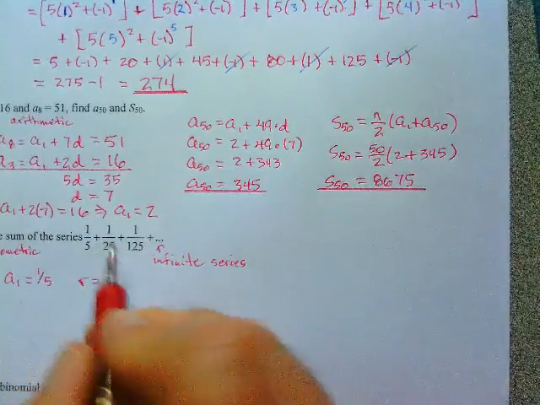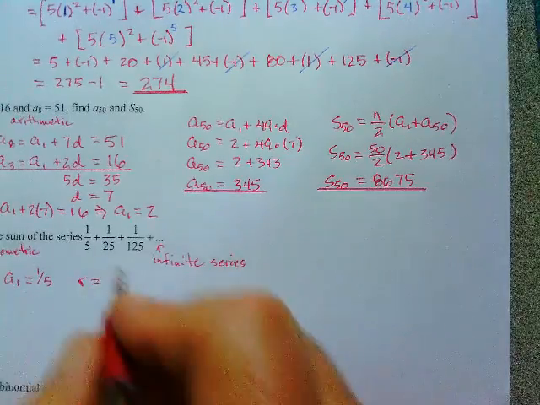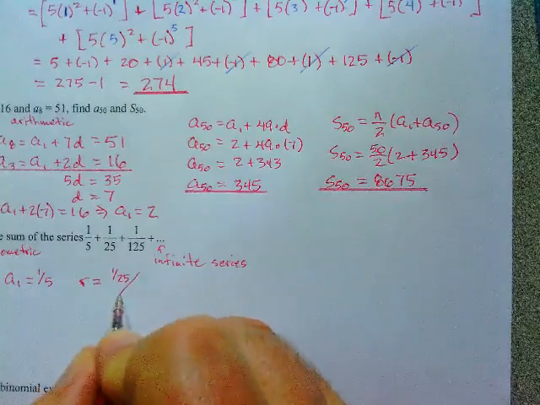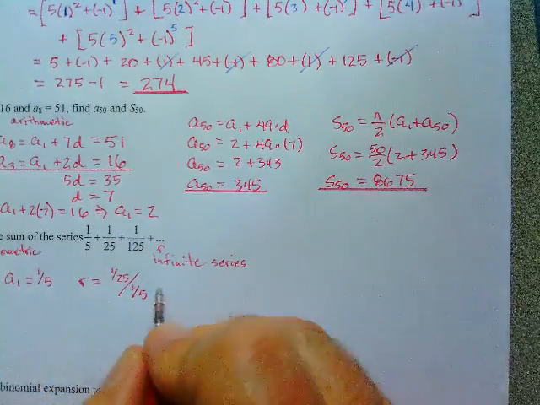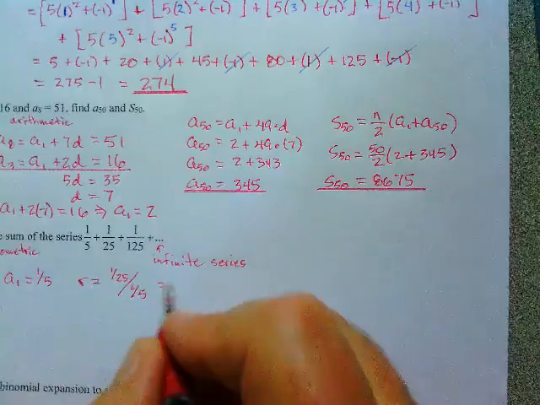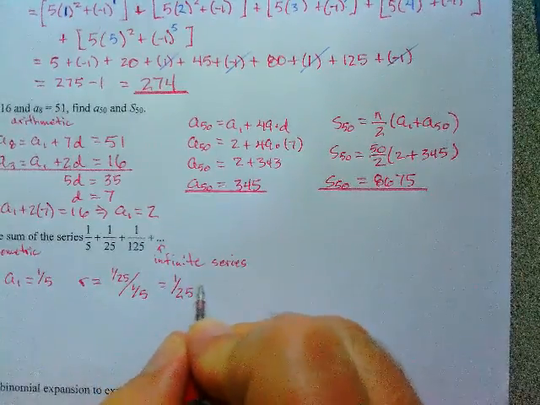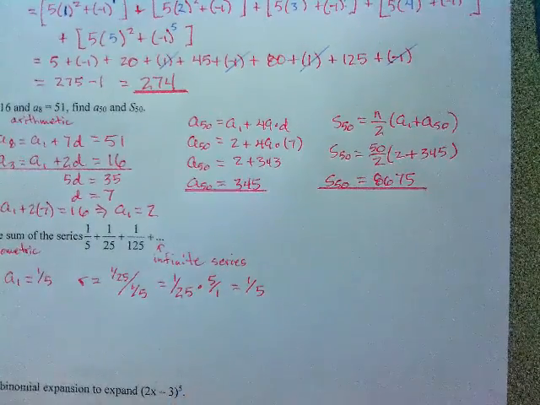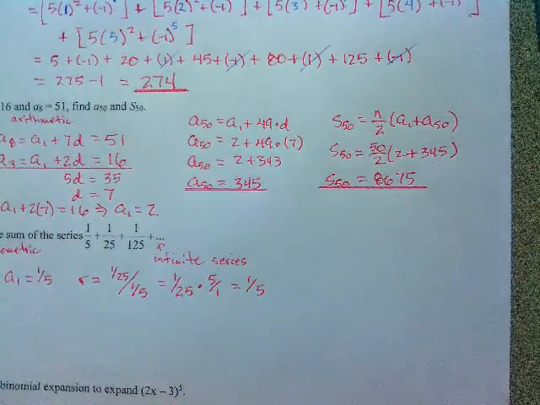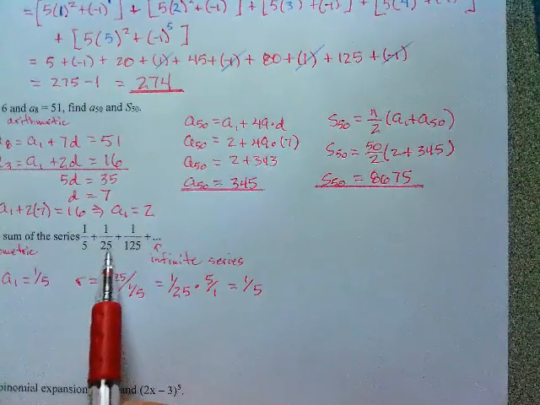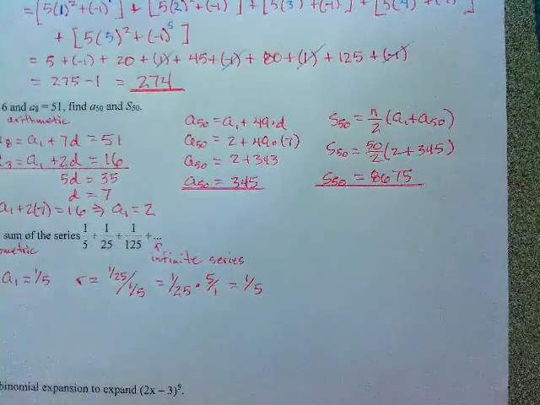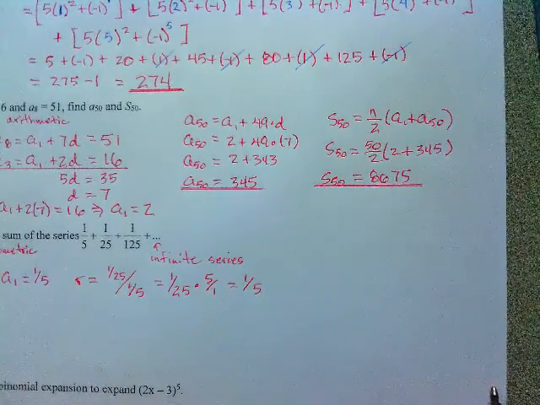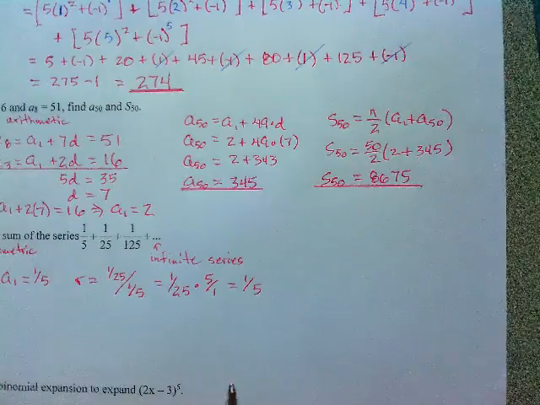R, well, you can take any two, and so for instance if I take this one, I do the 1 over 25 divided by 1 over 5. Because we don't divide by fractions, we multiply by the reciprocals, and I end up likewise with 1/5. It would not matter if I had taken the third one and divided by the second one. That would also have given me the 1/5. That's the example of how I know it has to be a geometric series. Any two will have the same ratio.